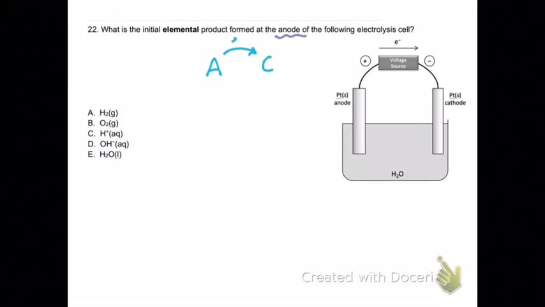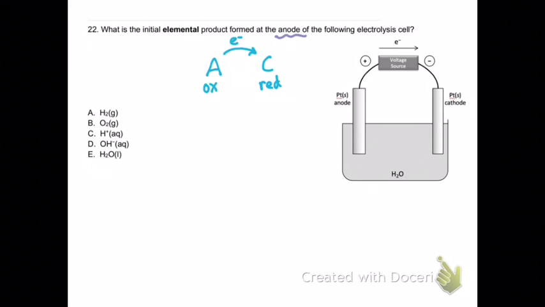That is, they always travel from A to C, which means the anode is always where oxidation takes place, and the cathode is always where reduction takes place. If you keep that in mind, these problems become a snap. So, this is a relatively simple electrolysis cell. Usually we have some salts that we have to consider, but this one only has water in it, evidently.